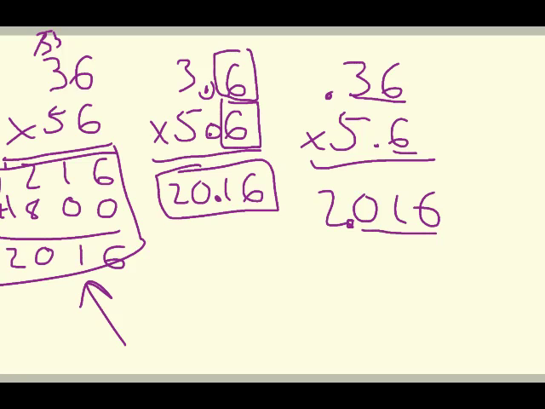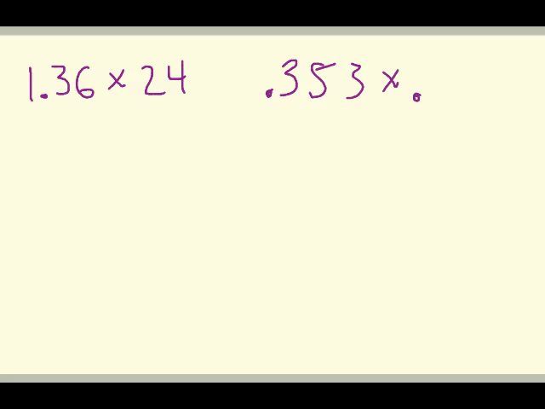Okay, so why don't I put a few down? You're going to try these, so let's do 1.36 times 24, and let's do 0.353 times 0.12. Okay, pause, give those a shot. When you set them up, we don't line up the decimal points. It just doesn't matter. If I lined them up, that would be like this, right? When we were adding, but we don't care about that. We're not going to do that anymore.